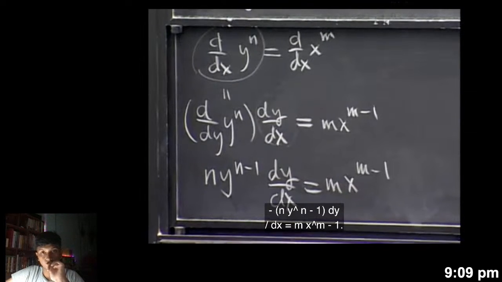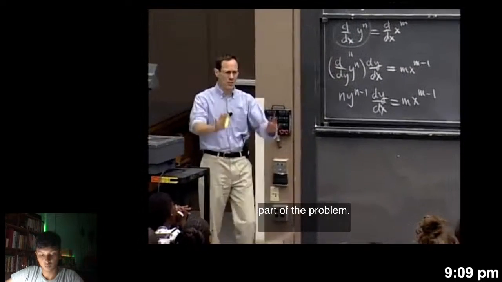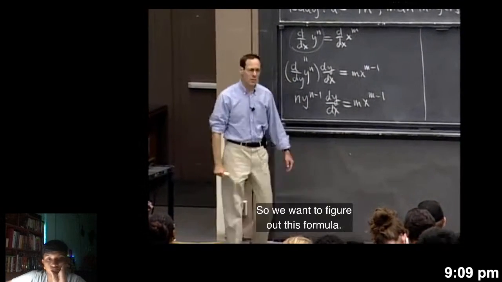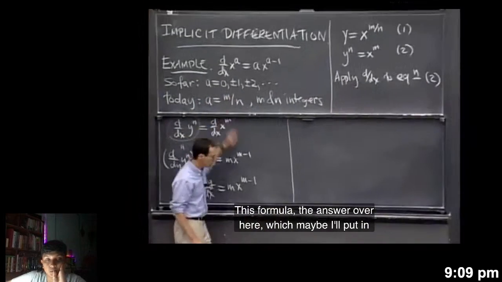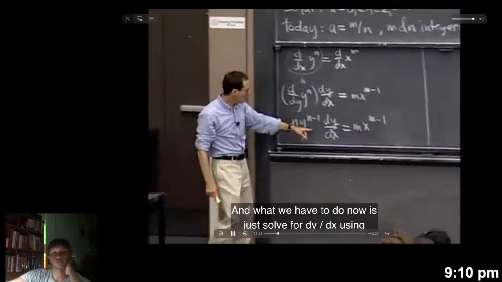Okay, now comes, if you like, the non-calculus part of it. Remember, the non-calculus part of the problem is always the messier part of the problem. So we want to figure out this formula. The answer over here, which maybe I'll put in a box now, has this expressed much more simply, only in terms of x. And what we have to do now is to solve for dy dx using algebra and then solve it all the way in terms of x.